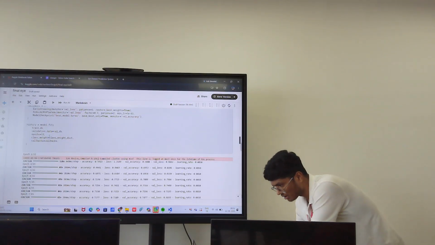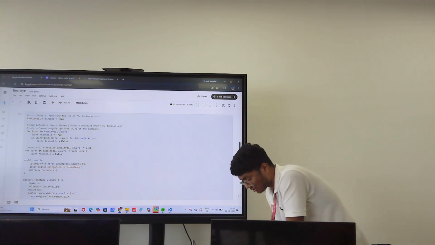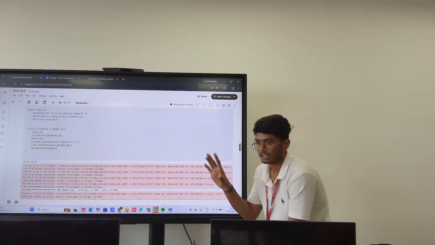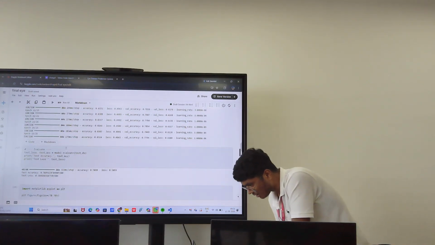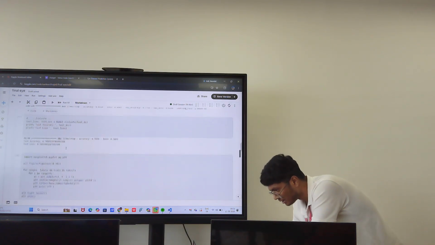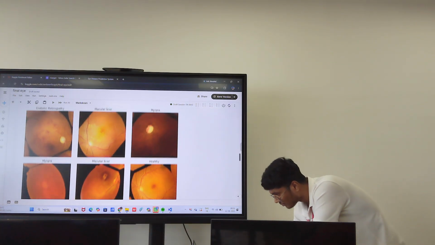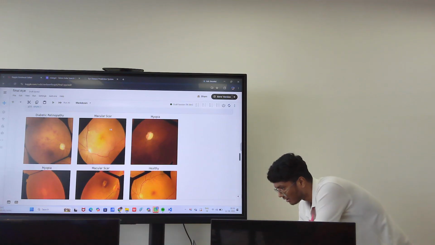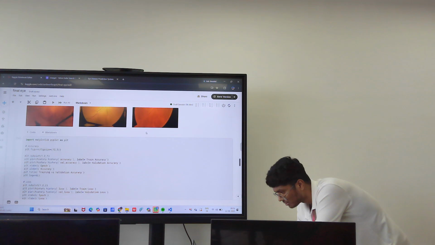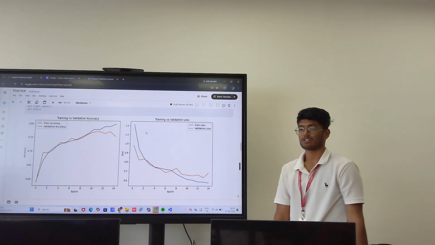Initially I trained for 15 epochs, and then by unfreezing not all the layers, only the top 50 layers, I trained them, and I got a training accuracy of 83%, validation accuracy of 77%, and testing accuracy of 70%. These are the images of diabetic retinopathy, macular scar, and myopia. So these are the 9 images. This is the training and validation accuracy, and training and validation loss.